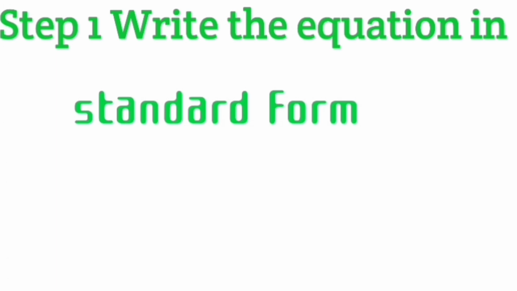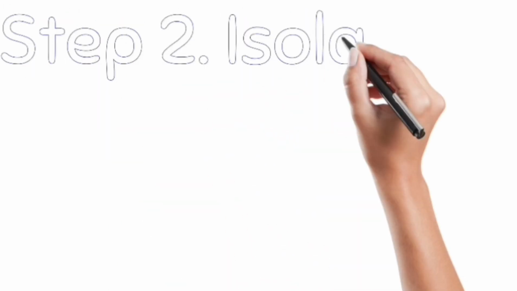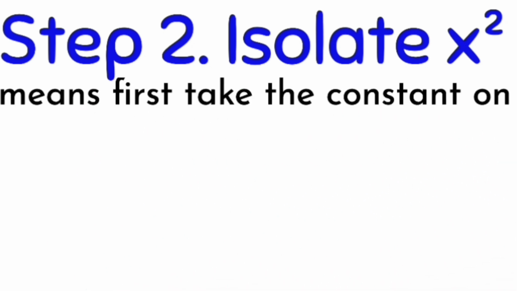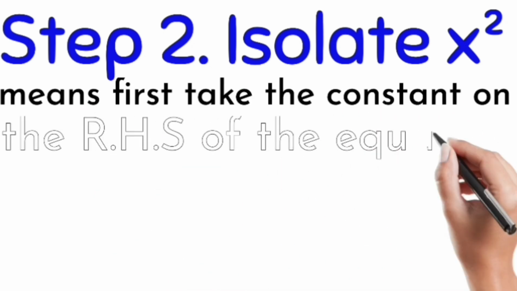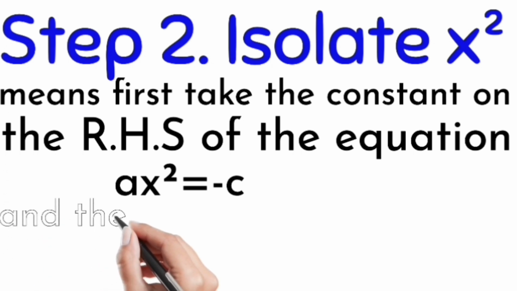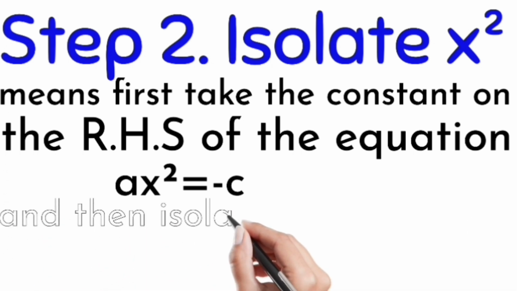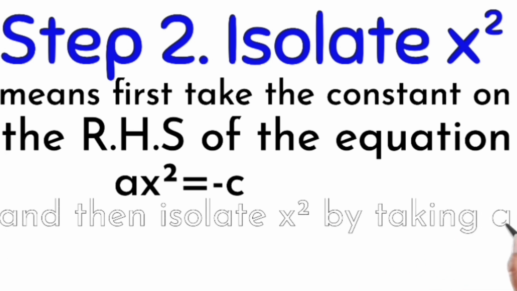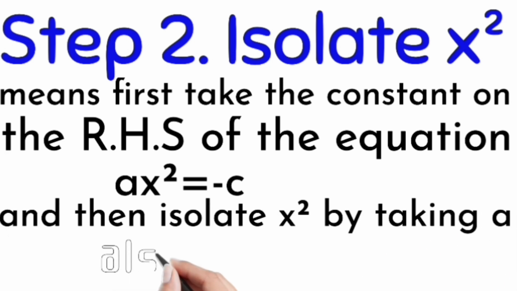Write the equation in the standard form ax² + c = 0. Step 2 is to isolate x², meaning first take the constant c to the right side of the equation. So ax² = -c, and then isolate x² by taking a to the right-hand side of the equation. So the equation now will be x² = -c/a.